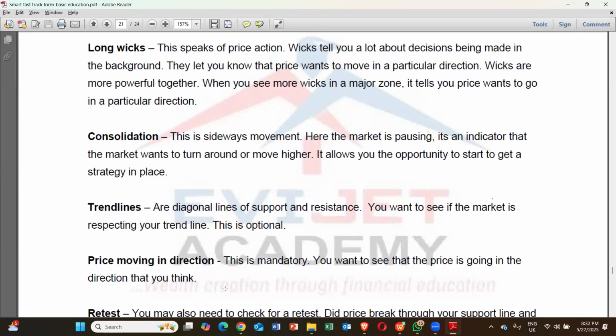Then trend lines. Now, we talk about trends and we also talk about trend lines. I drew trend lines severally in my analysis and even in one of the images in this presentation. Trend lines are diagonal lines of support and resistance. You want to see if the market is respecting your trend line. This is optional, but the truth is that it's not optional because trend lines play a very big role.